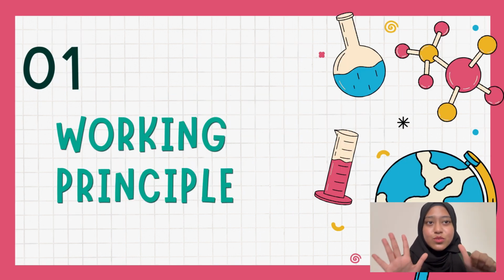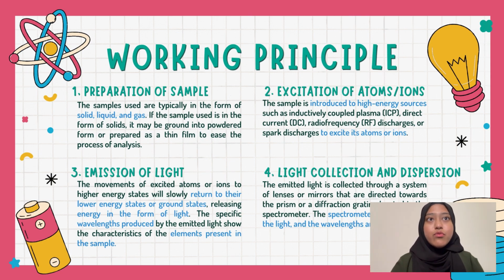There are 6 working principles of OES in total, and we'll start off with the preparation of sample. Basically, the samples used are typically in the form of solid, liquid, and gas, and usually the solid needs to be in a thin film or be processed into a powdered form. Next is the excitation of atoms and ions, in which the sample is introduced to high energy sources so that it can excite the atoms or ions.